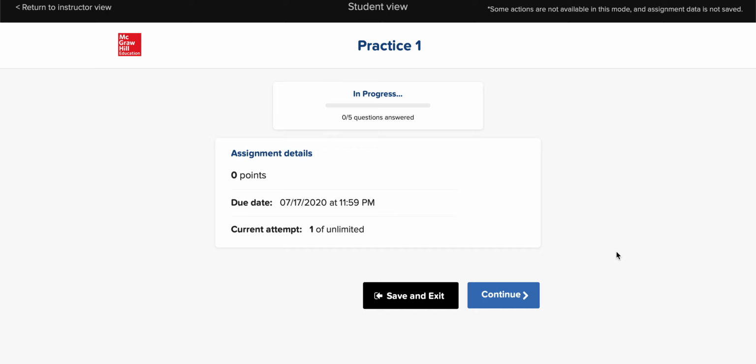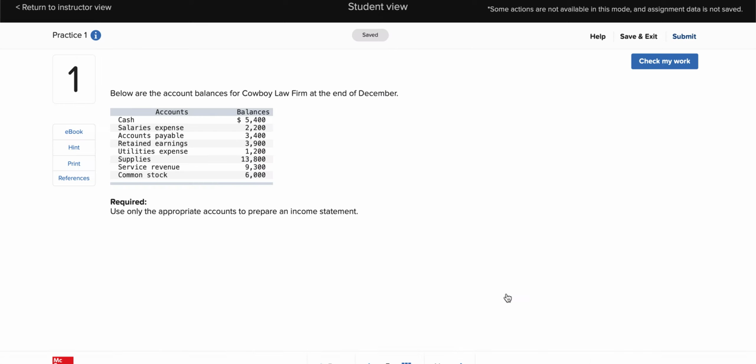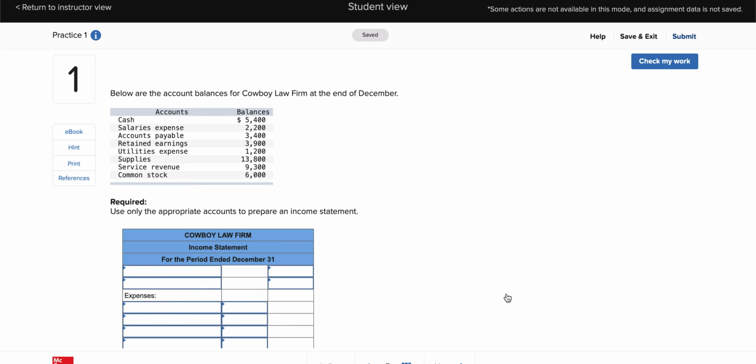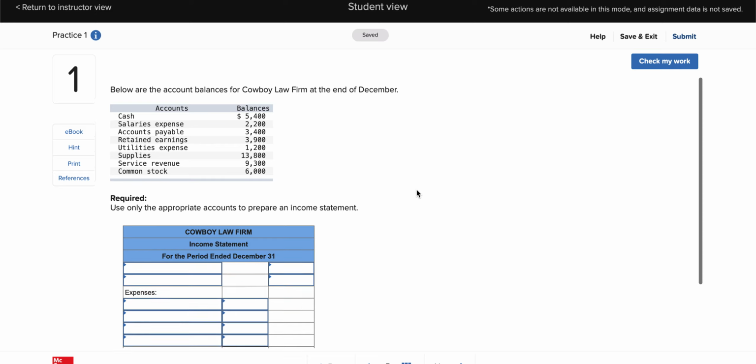This is the screen that you should come to when you first click on the assignment, and you're just going to press continue. And you will find here the first of what I believe are five short problems, and you can see the one of five down here at the bottom. Hopefully it looks a little shaded on my screen just for the parameters that I have set here. But in this problem, it's asking you to prepare an income statement.